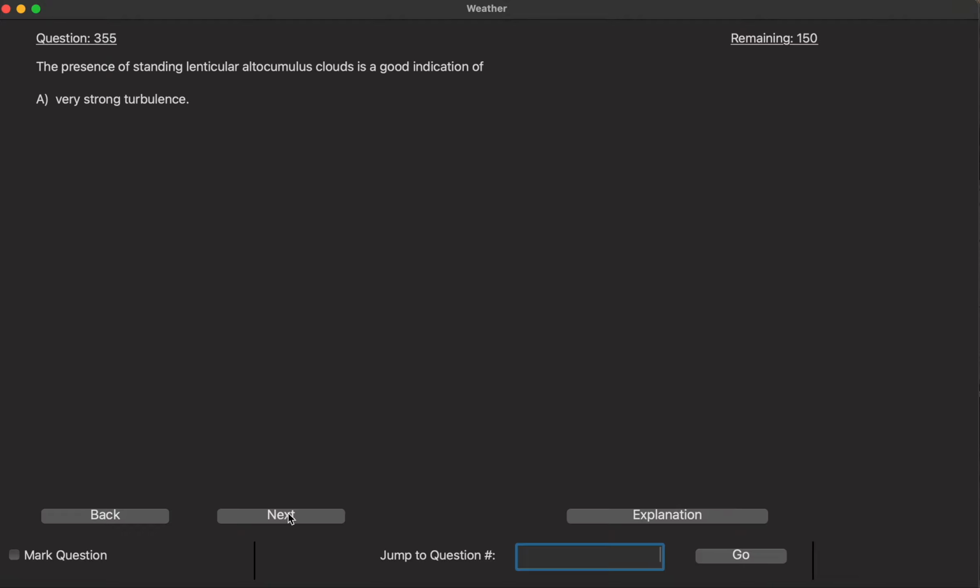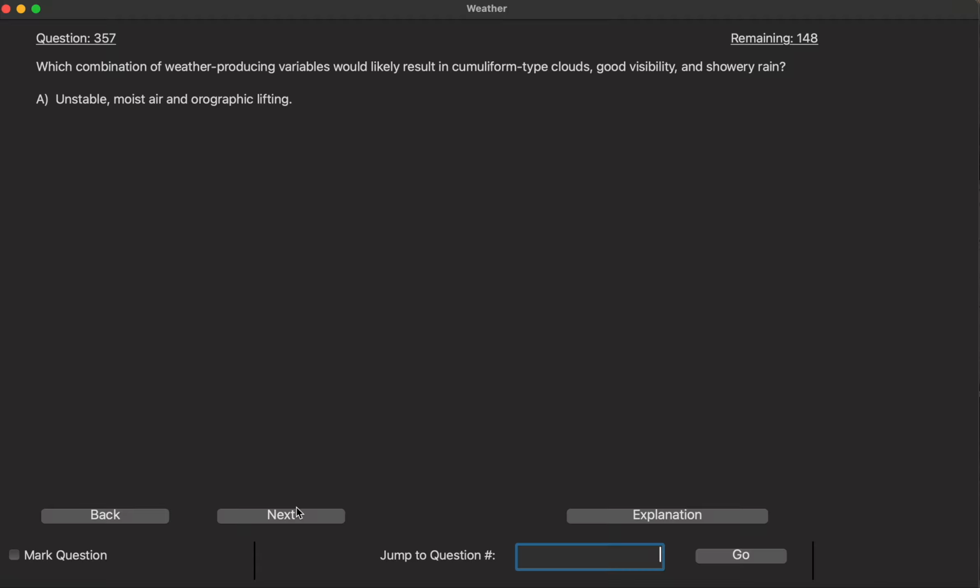The presence of standing lenticular altocumulus clouds is a good indication of very strong turbulence. The formation of either predominantly stratiform or predominantly cumuliform clouds is dependent upon the stability of the air being lifted. Which combination of weather-producing variables would likely result in cumuliform type clouds, good visibility, and showery rain?